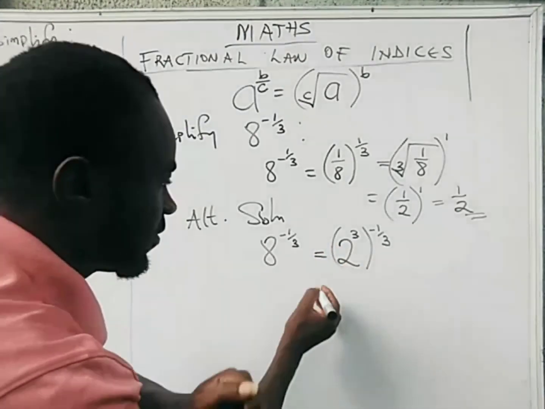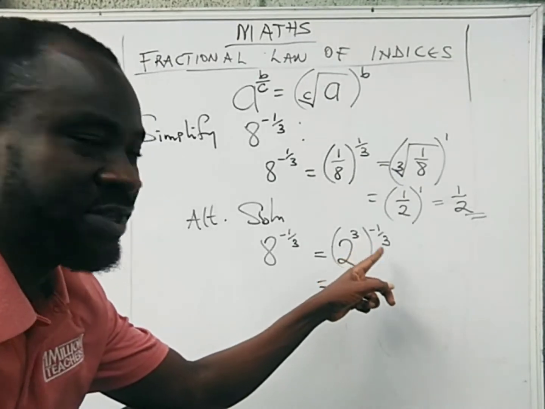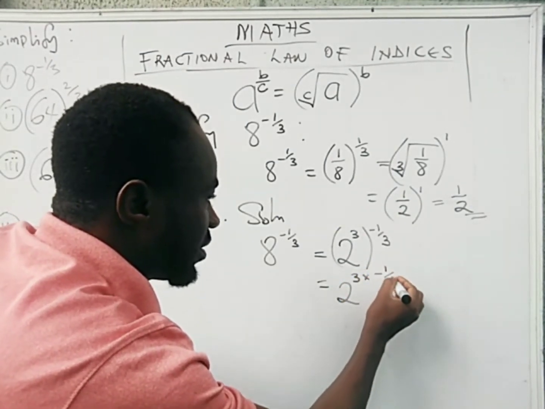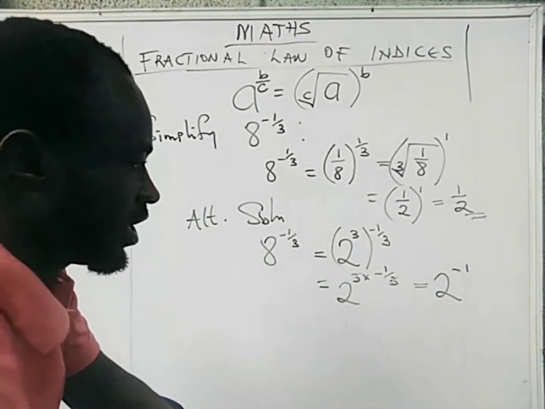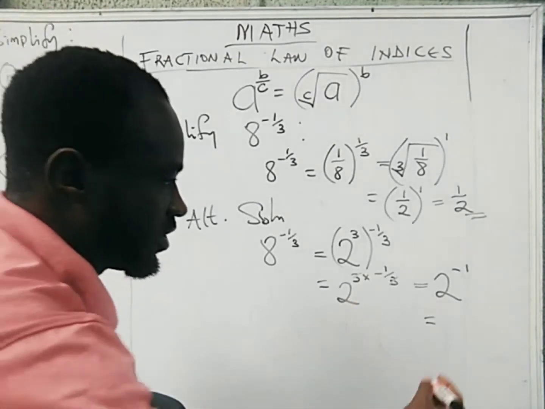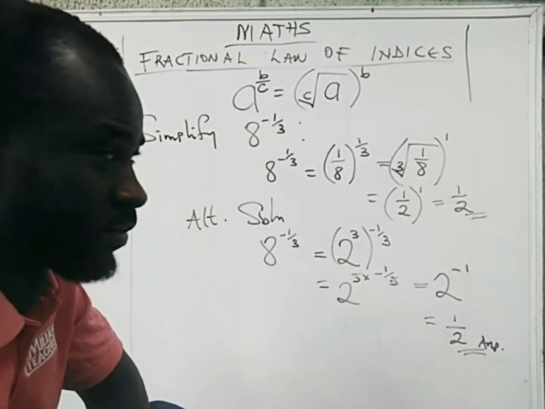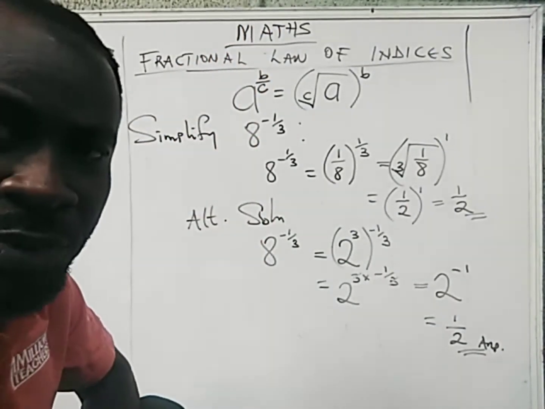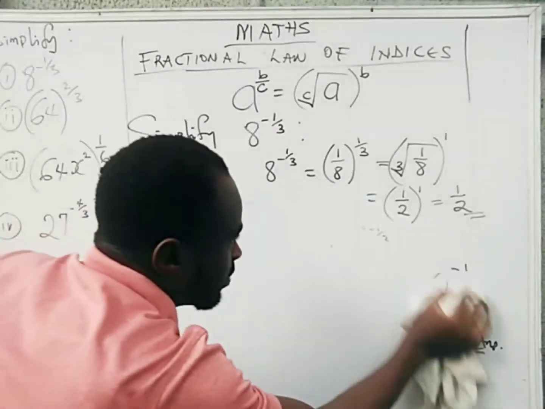This is still there. Then the next thing for me to do is to apply my power bracket law. Recall that the power bracket law says that the two powers will times themselves. So I'm going to have 2 to the power of 3 times minus 1 over 3. This cancels this, and that gives me minus 1. And again, if I apply my negative index law to this, it gives me 1 over 2. Remember, we did this in our negative index law. So you can see same problem, I've been able to solve it using either the fractional law or the power bracket law. Okay, so let me clean this and then we'll take the second problem.